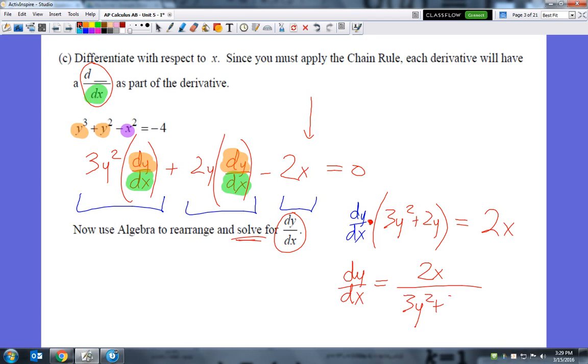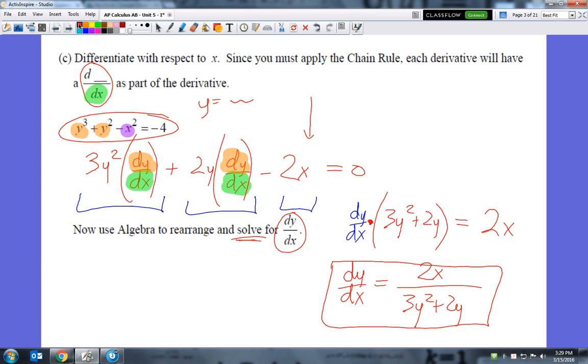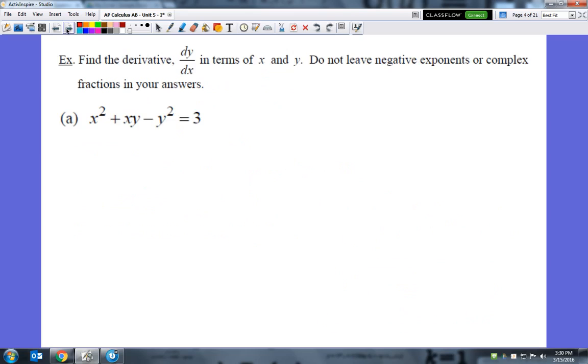So 3y squared plus 2y, this would be the actual derivative function for this equation over here. Okay, never were we given y equals anything alone. That would be the explicit. Okay, we were never given it explicitly, so we had to derive first and then manipulate and get dy/dx alone at the very end. So let's do another example.